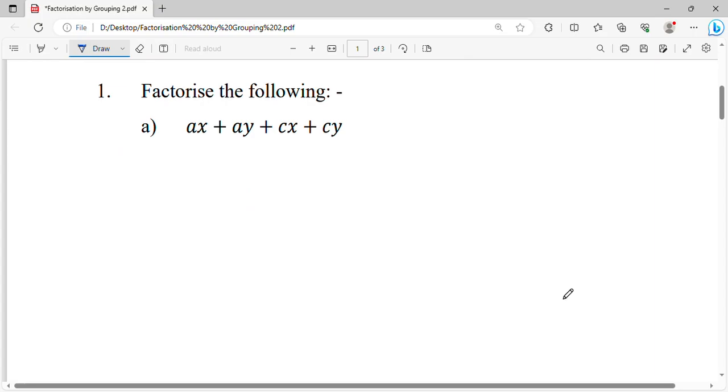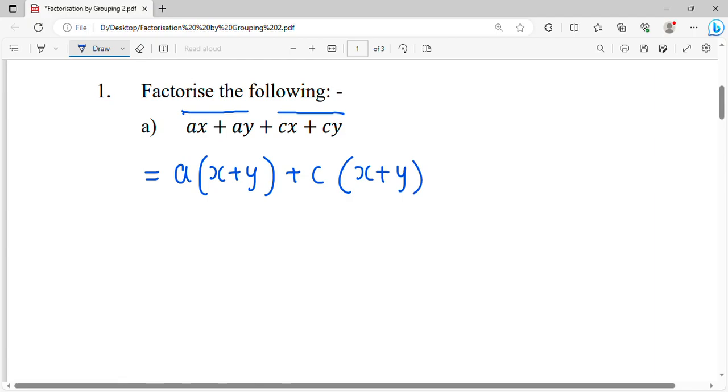So let's look at this question. Factorize the following. Look at these first two terms. There's absolutely nothing common throughout. But if I group this and I group this, you will see in the first group a is common, so I get x plus y. In the second group, c is common, so I have x plus y. And you would see that x plus y throughout is common. So the factorized form is (x plus y)(a plus c), and your job is done.